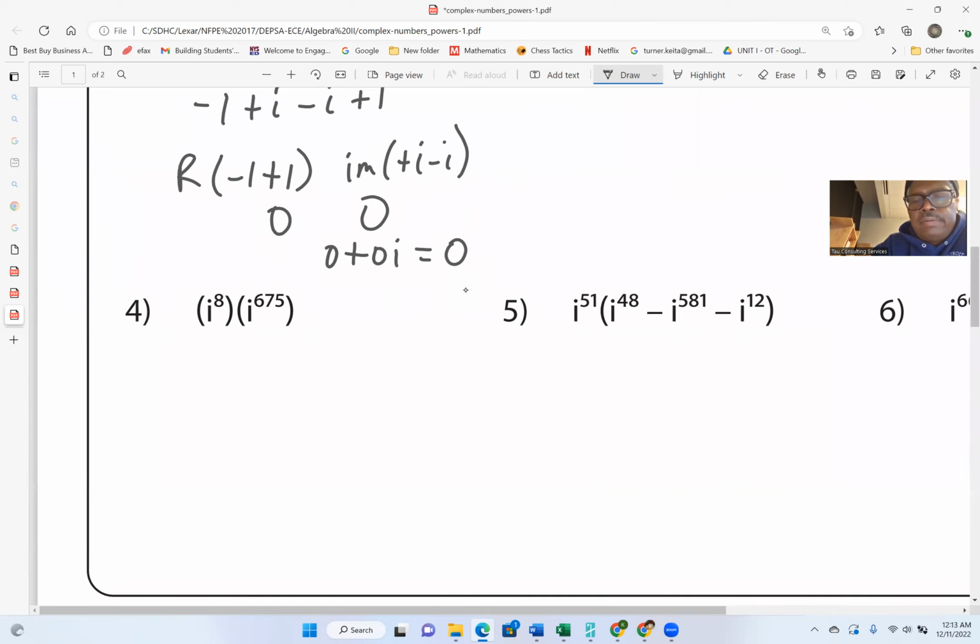Next, this is just as easy. i to the 683. We divide by 4, and I think it's going to be i, but let's make sure. 4 into 683. I was wrong. It's going to be negative i. 4 into 6 is 1, then 28 is 7, and then this is just going to be 0 with the remainder of 3. So this is going to be negative i.